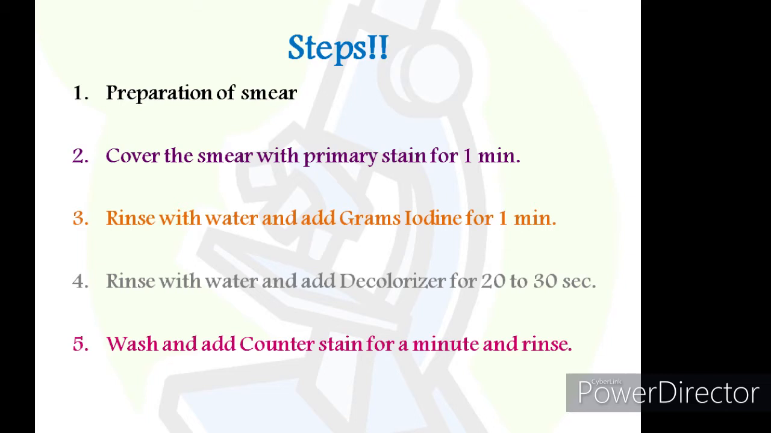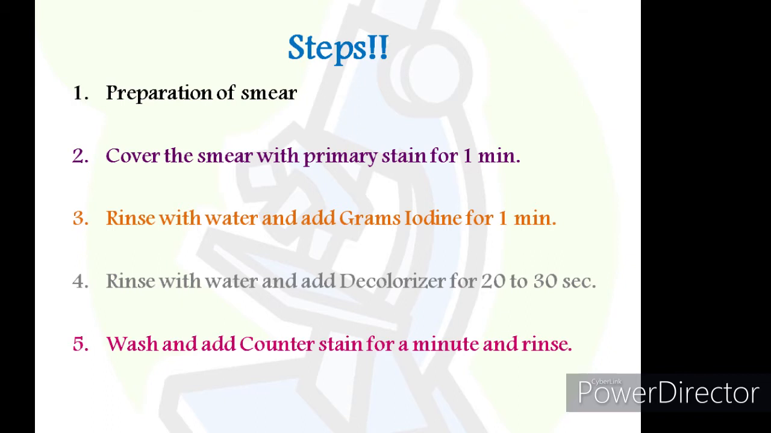So the steps involved are, first, preparation of a smear. Here we initially prepare a smear of an organism from bacterial culture on a clean grease-free slide and it is heat fixed. In step 2, we'll cover the smear with primary stain for a minute, that is crystal violet. Here both gram positive and gram negative organisms take up the dye because the dye is basic and the protoplasm of an organism is always acidic.